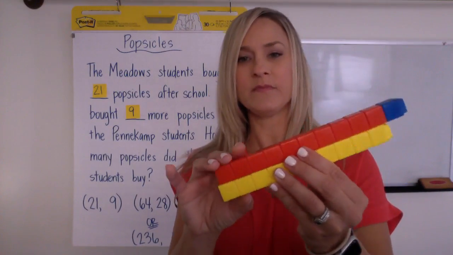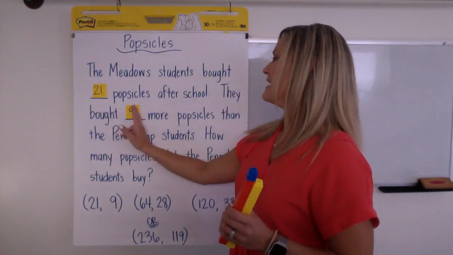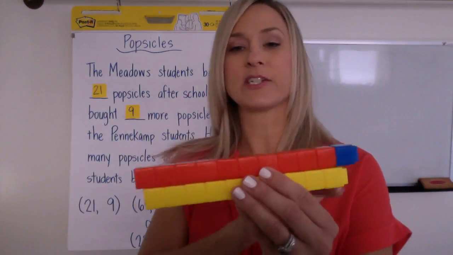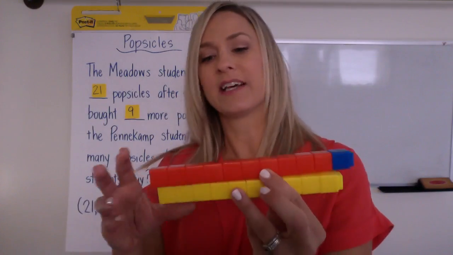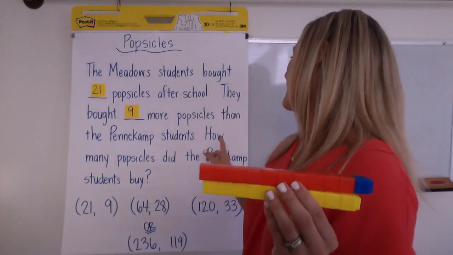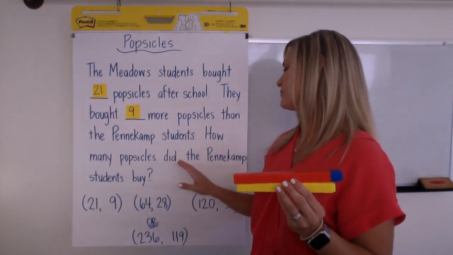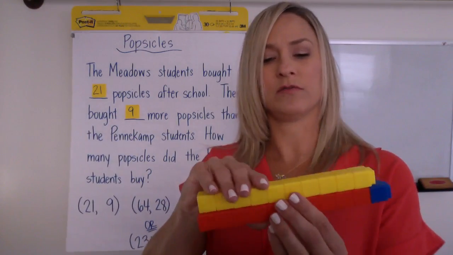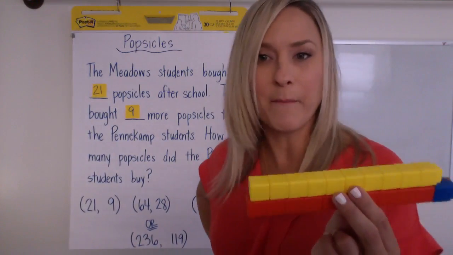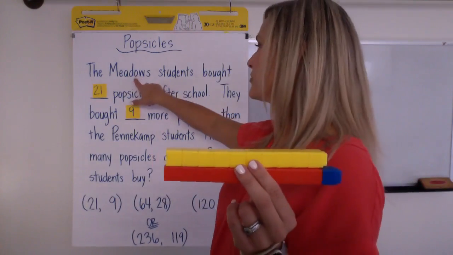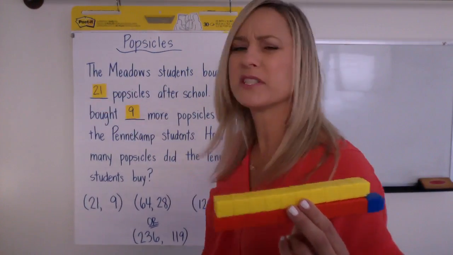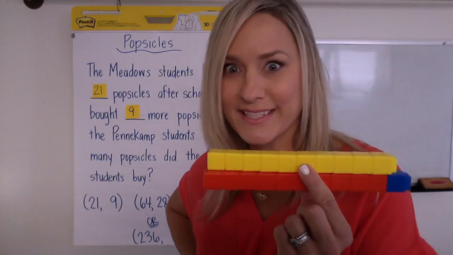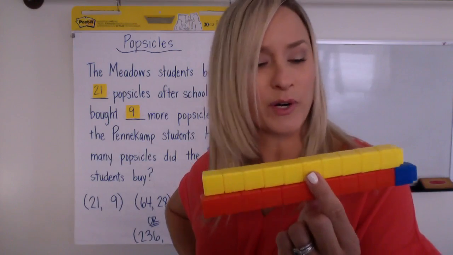Okay, so we've got 21 that the Meadows students bought, right? You can also think about it like that. 21. Okay, now they bought 9 more popsicles than the Penny Camp students. Okay, so this total is 9 more than what Penny Camp students purchased. And we're trying to figure out how many popsicles the Penny Camp students bought. All right, so you heard it straight from me. The Meadows students bought 21 popsicles. But do we know how many popsicles the Penny Camp students bought? The answer to that is not yet. But we're going to figure it out, right?